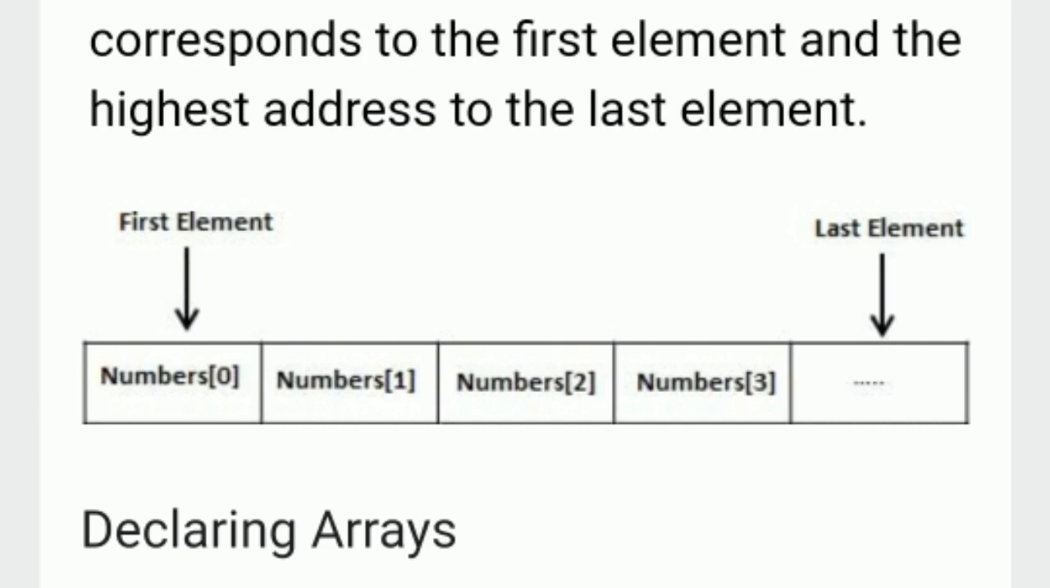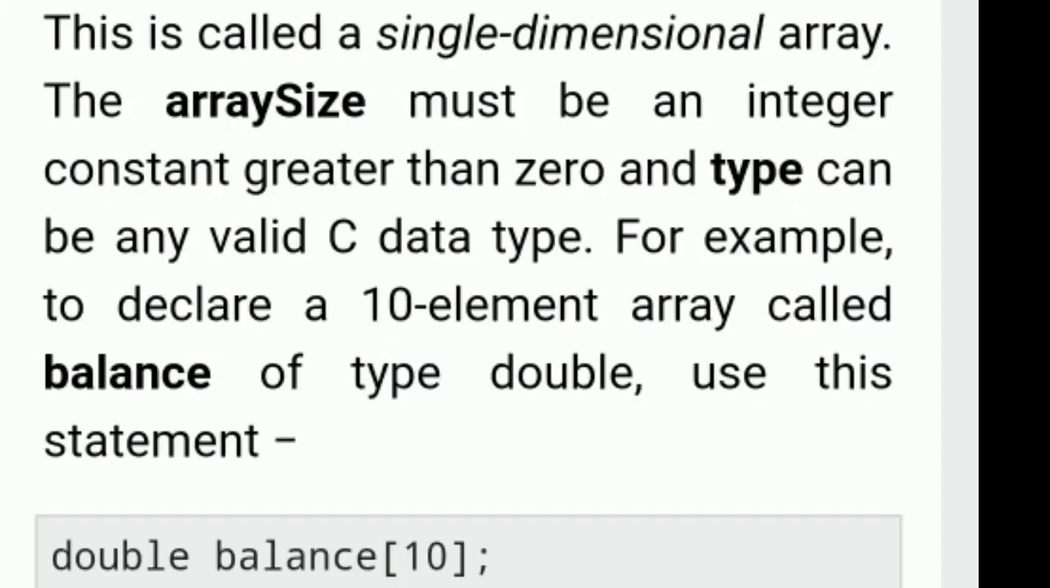In that case, we give double balance with the square bracket empty, without the 5. In curly braces we write 1000.0 comma 2.0 comma 3.4 comma 7.0 comma 50.0, then close the braces. You will create exactly the same array as you did in the previous example.